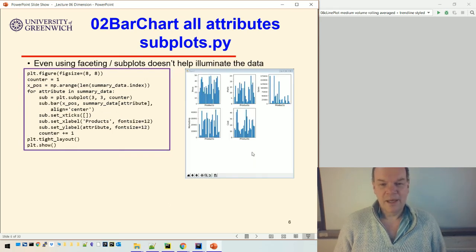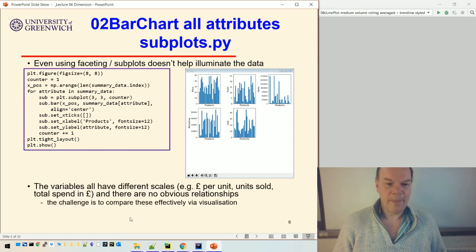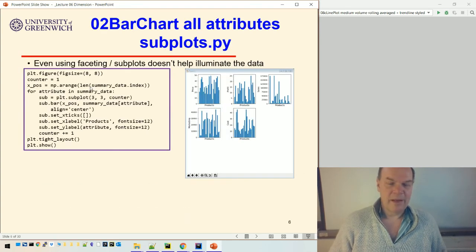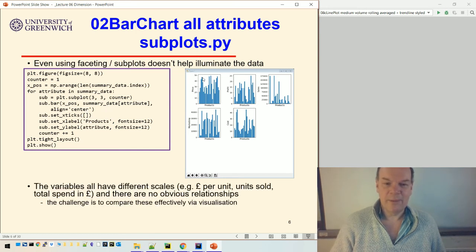A second way of doing that is to use subplots. Here's our typical code for doing subplots. This is exactly the same as we've done before. But again, we end up with these 5 charts. This is just showing the 5 charts that we saw on the previous slide, but all in one picture, using faceting or subplots. But again, you can see that all the variables have very different scales.